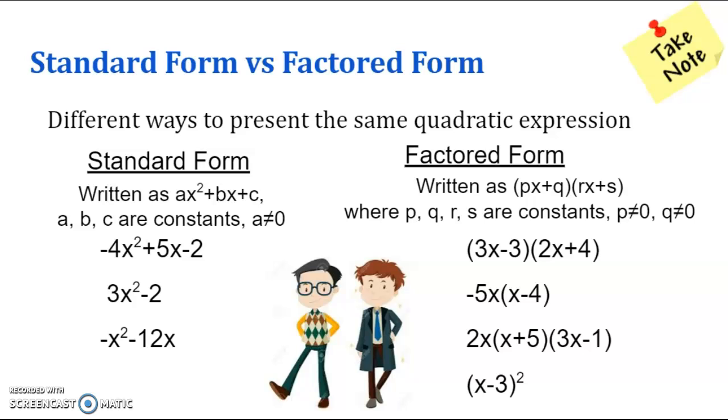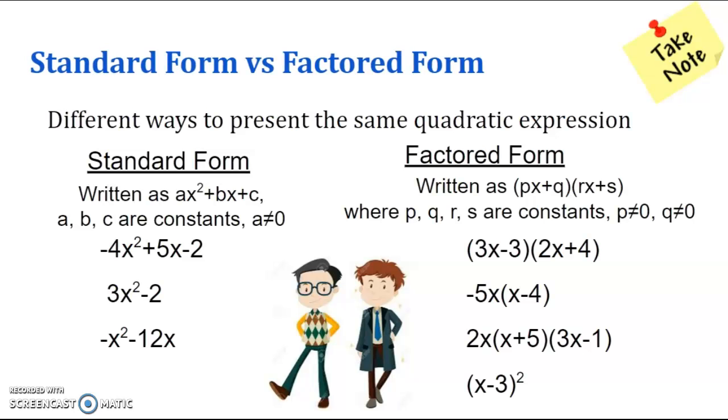Okay, now we're going to tackle some miscellaneous topics of factoring quadratics. So what is the difference between standard form versus factored form? It's just a different way to represent the same quadratic expression. Standard form is always written as ax squared plus bx plus c, where a, b, and c are constants and a is not equal to 0. So that means we have to have x squared, remember? So these are all examples of quadratics in standard form.